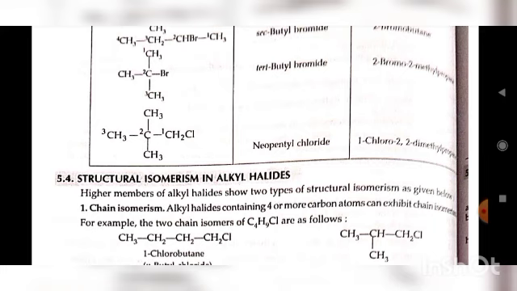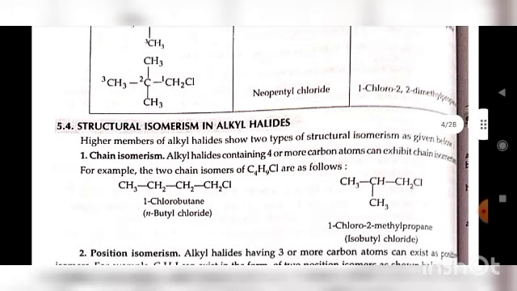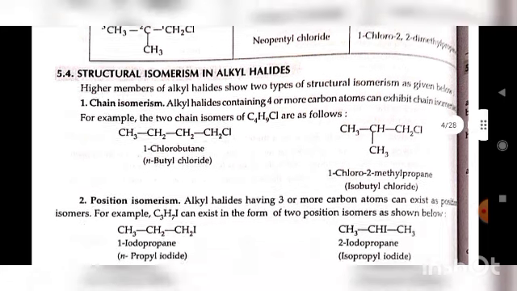Higher members of alkyl halides show two types of structural isomerism, as given below. Chain isomerism: alkyl halides containing 4 or more carbon atoms can exhibit chain isomerism. For example, the two chain isomers of C4H9Cl are 1-chlorobutane and 1-chloro-2-methylpropane.